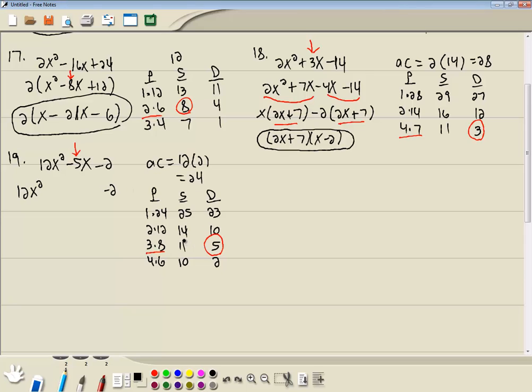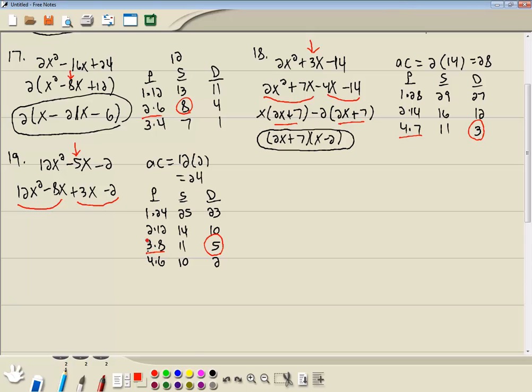We're going to rewrite our middle term using those two numbers. The larger number in the P column that we're using, 3 and 8, so the larger one's the 8, will always be the same sign as the middle term, which in the problem is negative. The number I circled in the difference column, D for different signs. It means one will be positive and one will be negative. If the 8's negative, then the 3 has to be positive. Then we factor by grouping.